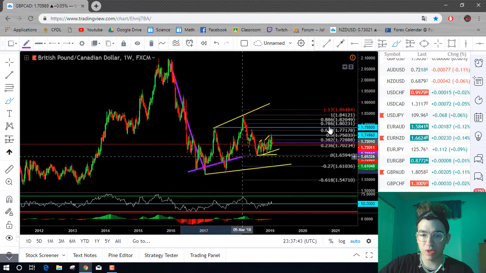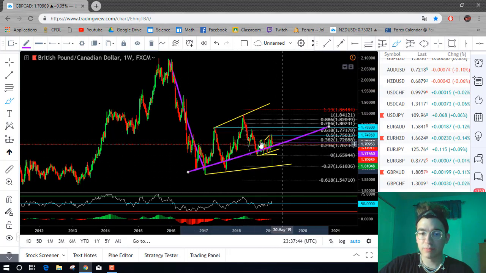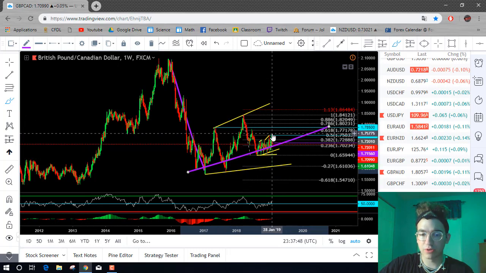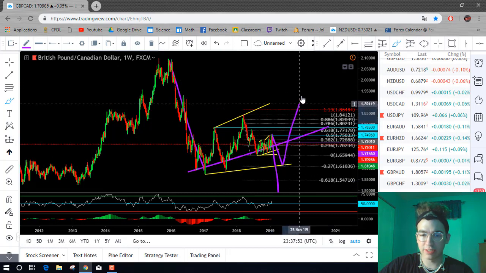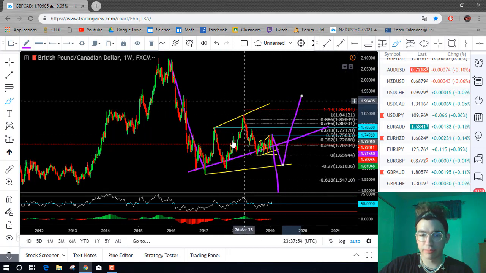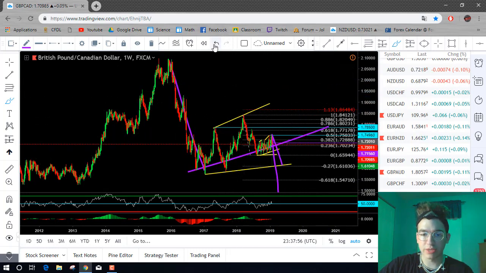So if we start on the weekly, the weekly looks similar to the GBPAUD. We have an impulse and we have a correction. We are still in the middle of this correction. This correction could develop many different ways. It could either break down right now or just make one more low here and then go back up. Those are the main scenarios that we're looking at right now.